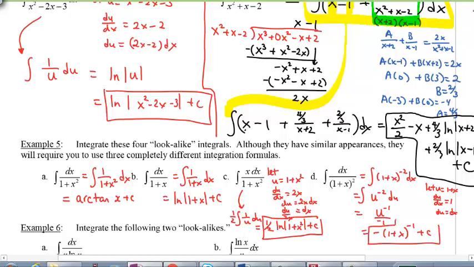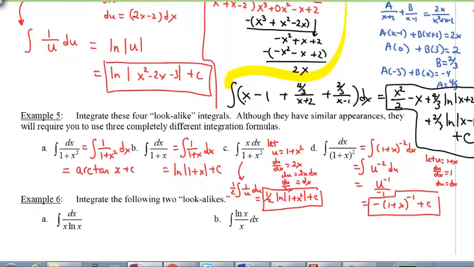And you see how they all look not the same, but similar, but they give you completely different integrals. And this is where you just need to know the different types and do some practice to identify which you should use.